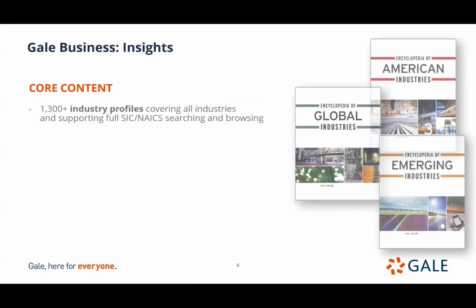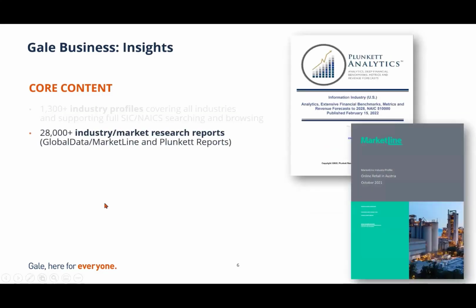More core content we should look at and highlight are our industry profiles. So we have 1,300 plus industry profiles covering all industries, supporting the full NAICS and SIC searching and browsing capabilities. We yield our industry profiles not only from the research that we've done in our published Encyclopedia of American Industries, Global Industries, and Emerging Industries titles, but by leveraging other subject matter experts and other content profiles.